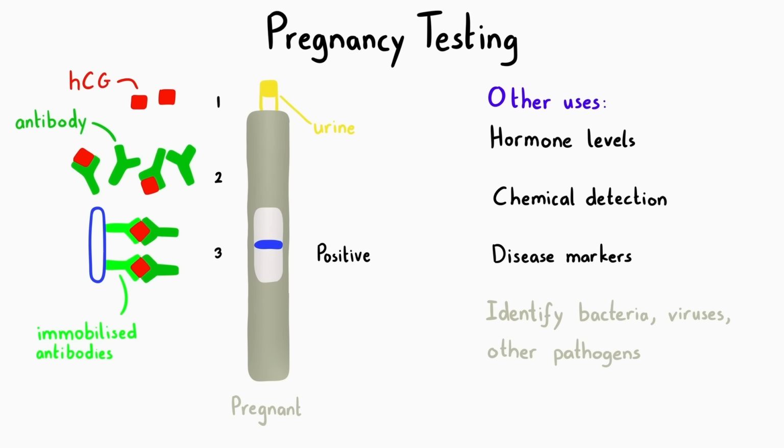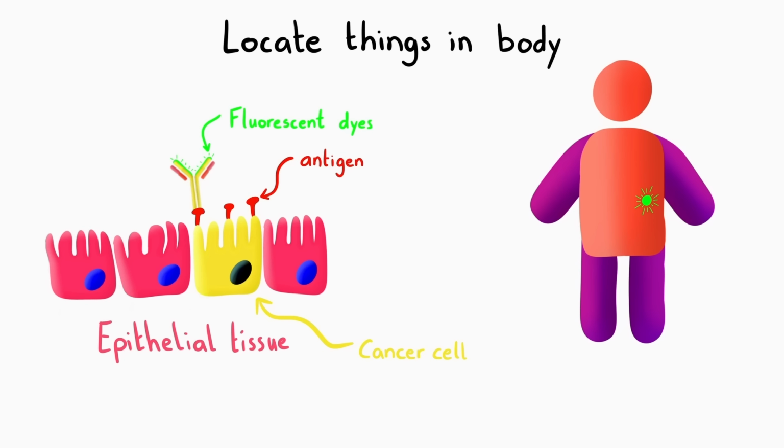They can also detect specific pathogens, making them valuable tools for disease diagnosis. Research scientists use monoclonal antibodies to locate specific molecules within cells or tissues. By attaching a fluorescent dye to the antibodies, researchers can see exactly where their molecules of interest are located in a sample when viewed under a microscope.